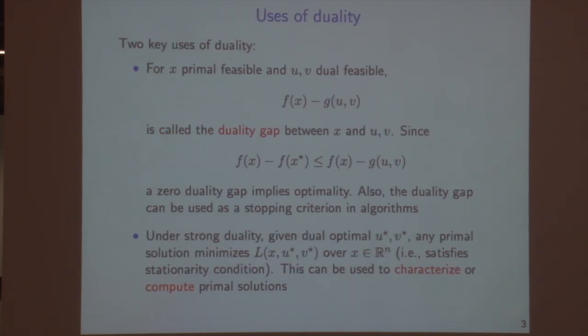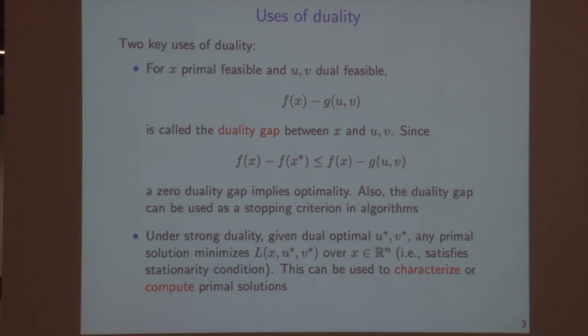We also hinted along the way at two key uses of duality, and I'll just remind you what they were. The first is an algorithmic concern. This is something that's important when we're actually implementing algorithms, say a first-order method like the methods we've learned so far.